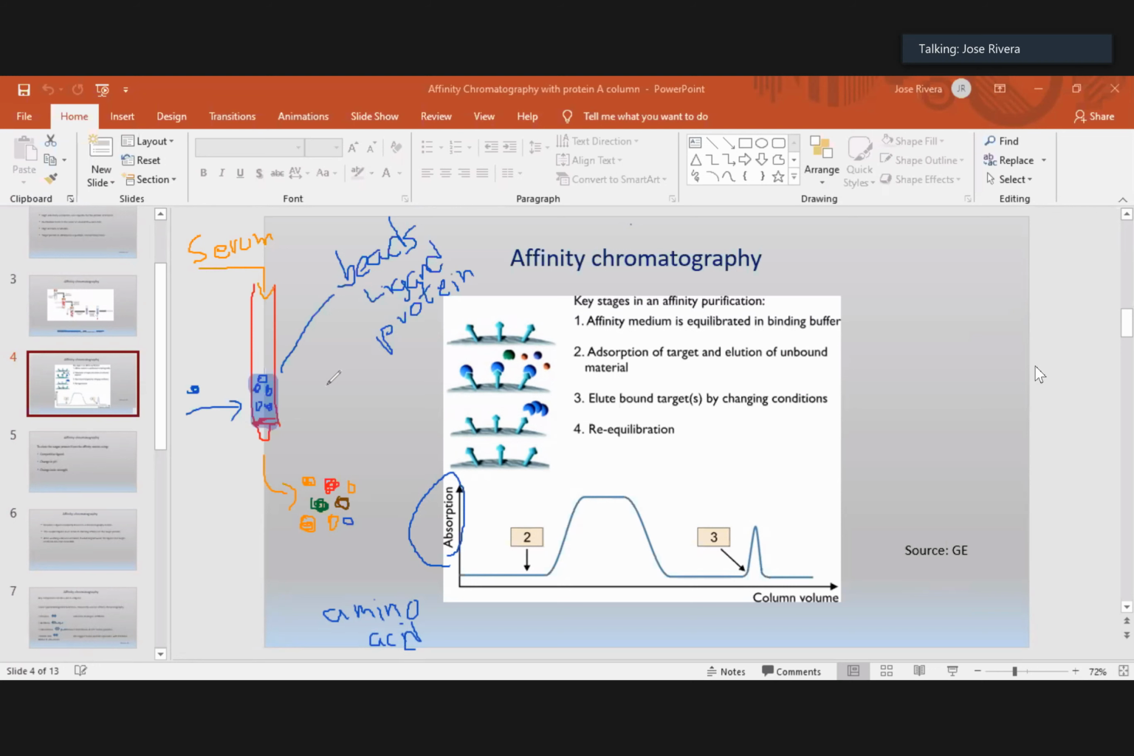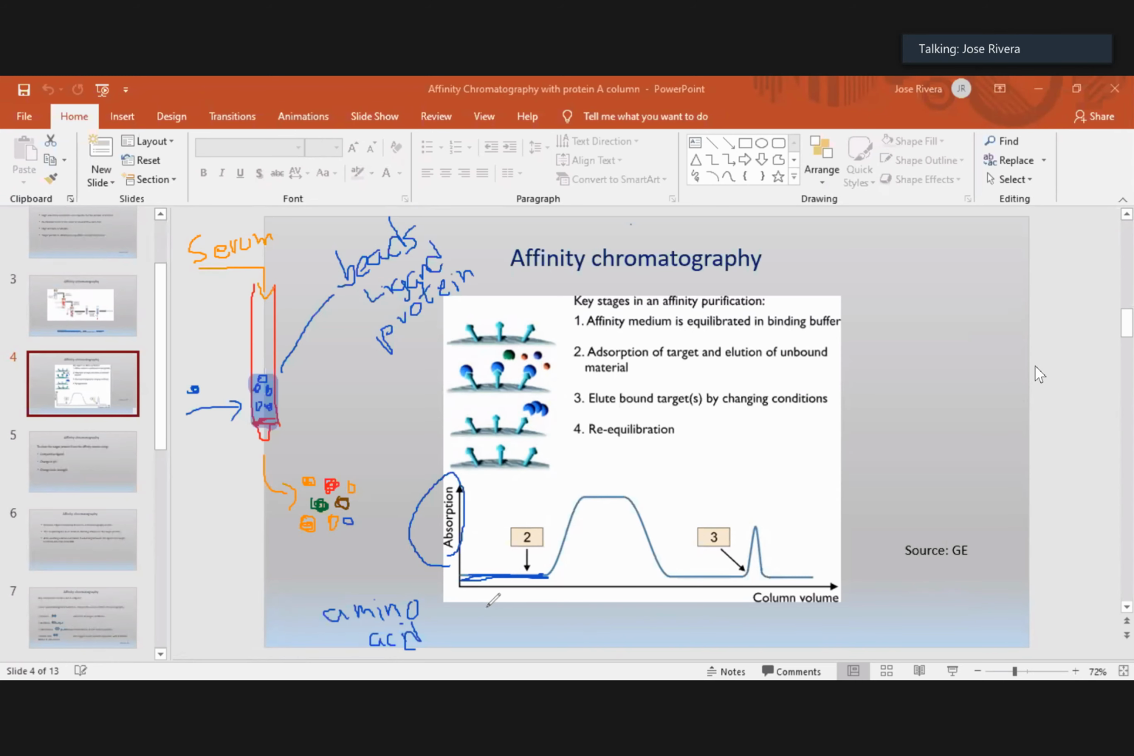Okay, so the washes you pick, and if you use a machine that measures the absorbance, in the beginning all you get is a flat absorbance. That means there are no proteins here. And so this is the volume.